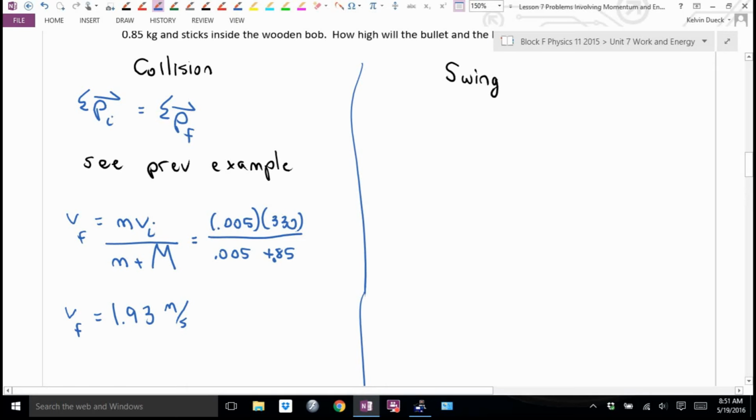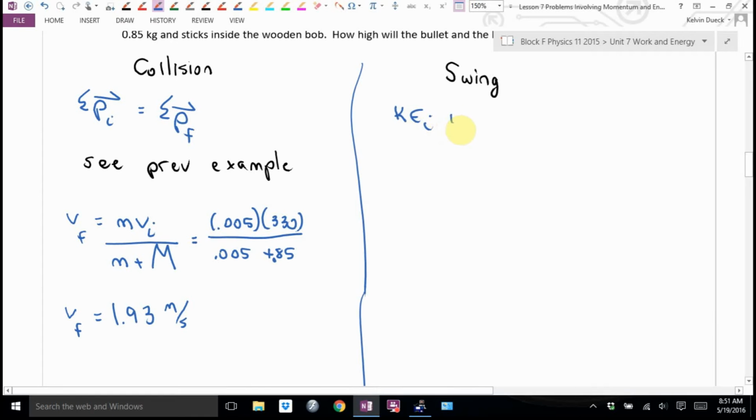The swing. The swingy part. In the swingy part, is there a change in height? Is there a change in speed? Is there a yucky, curvy path? You know what that's a job for? Conservation of energy.